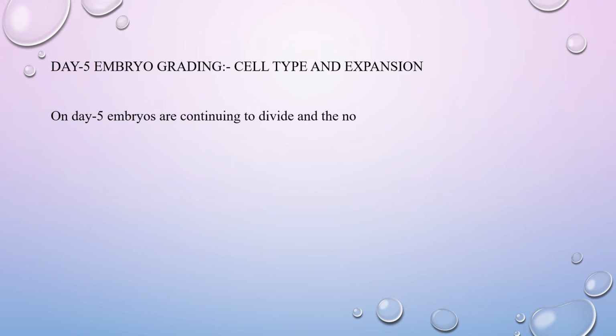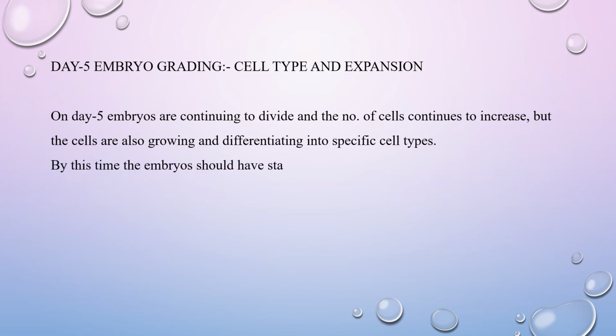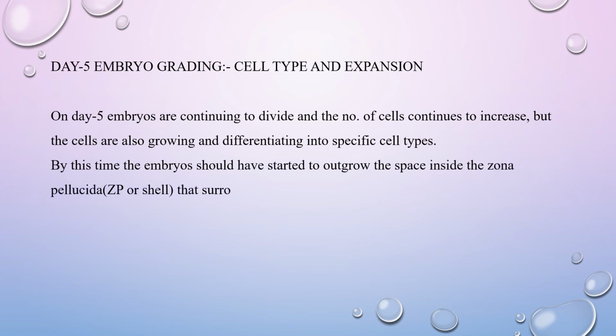Day 5 embryo grading: cell type and expansion. On day 5, embryos are continuing to divide and the number of cells continues to increase, but the cells are also growing and differentiating into specific cell types. By this time, the embryos should have started to outgrow the space inside the zona pellucida, that is the pure shell that surrounds the embryo.